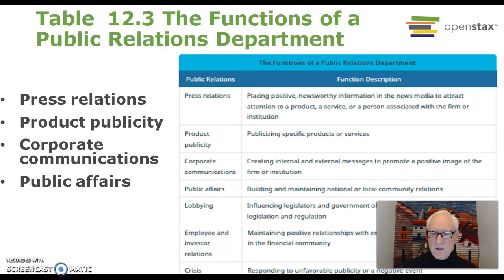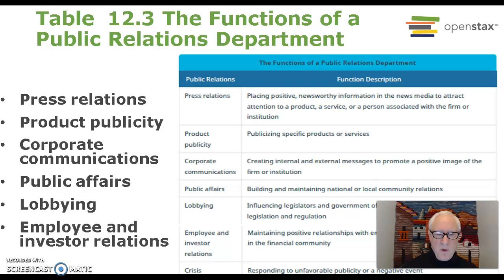Public affairs has to do with maintaining either national or local community relations, like, for example, with the government. So lobbying is trying to get government officials to do what you want, right? To create legislation or defeat regulation or legislation. Then there's both employee and investor relations, and that is maintaining positive relationships with both the employees and people in the financial community who might invest in your company, or advise others to do so.